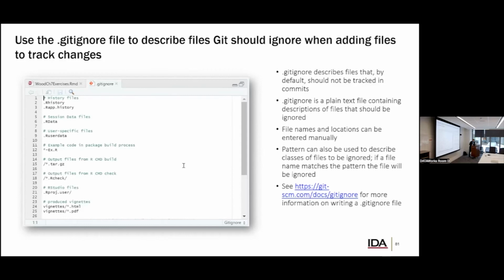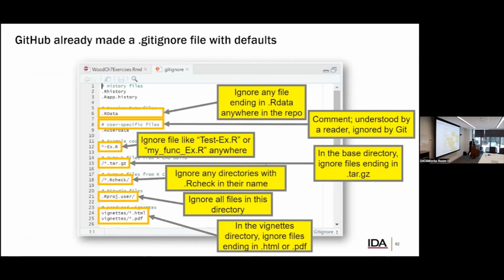But actually, you can type in patterns that indicate what files you want to ignore. Like for example, you can say ignore any file that ends in rdata, or ignore any file that ends in tar.gz. I'm not going to go into too much depth on this. How you generate these patterns, these are regular expressions.